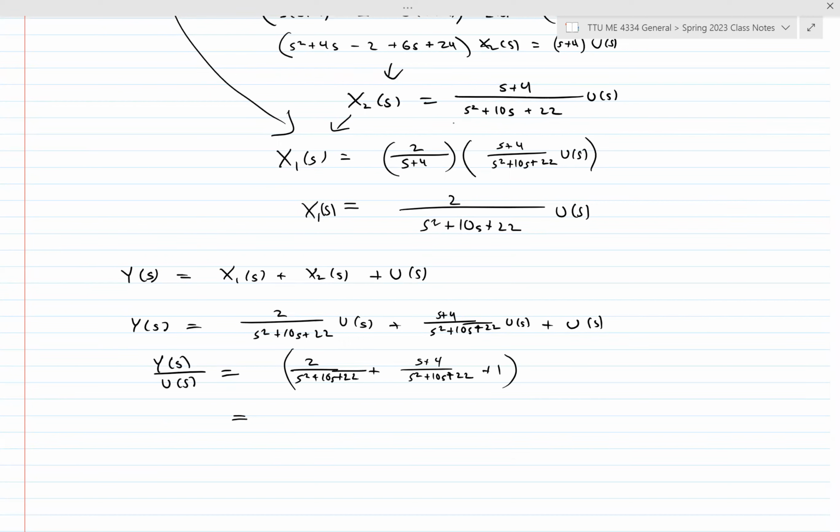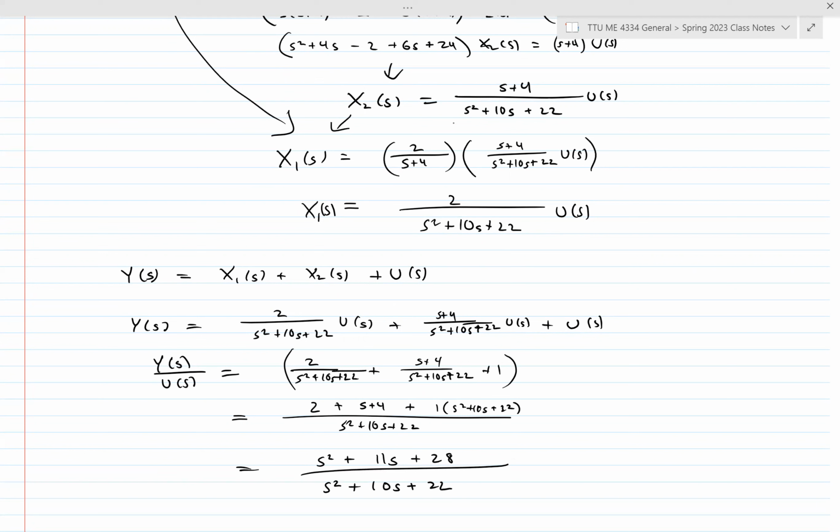So we can see the denominator is going to be s squared plus 10s plus 22, and the numerator will be 2 plus (s plus 4 plus 1) times that denominator that we need to multiply by. And what do we end up with when we get that? 28 over s squared plus 10s plus 22. This is what I'm looking for typically.